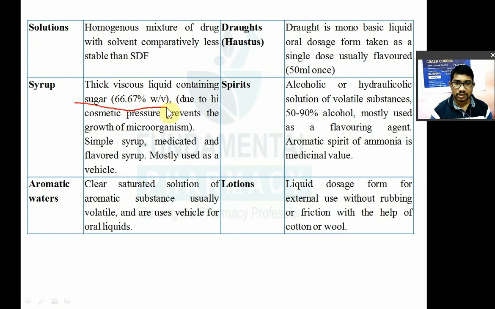66.67। ड्यू टू हाई ऑस्मोटिक प्रेशर, इसमें क्या है? हाई ऑस्मोटिक प्रेशर होता है। सो दे prevent the growth of microorganisms. Due to high osmotic pressure of this sugar, they prevent the growth of microorganisms. इसमें टाइप्स होता है सिंपल सिरप, medicated syrup, flavored syrup, and they are mostly used as a vehicle for other.